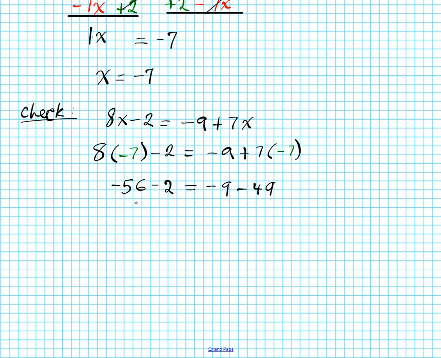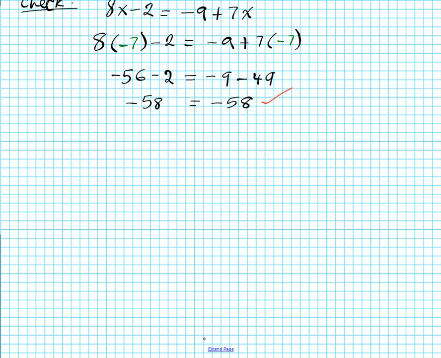All right. Now, if you take a look at this right here, the signs are the same. So that means you add the numbers and keep the sign. 56 plus 2 is 58. They're both negative, so you keep the minus. On this side, signs are the same. So you're going to add 9 plus 49 is 58, and you keep the sign negative. Negative 58 is equal to negative 58. Excellent job. Our answer is correct. So we're confident that our result is accurate because our check worked out. Okay? So there you have it.